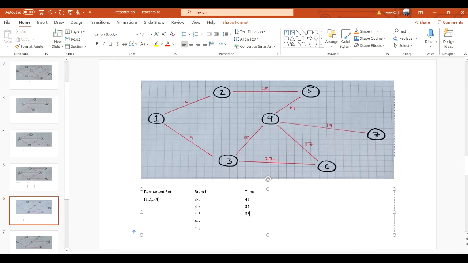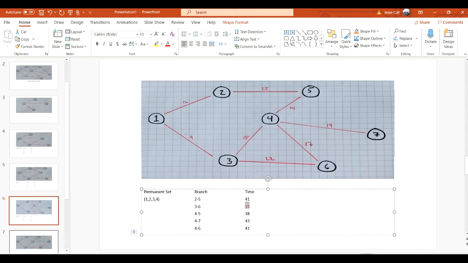So let's look at 4-7. So 4-7 is 1, 3, 4, 7. We have 24, 43 minutes. The last one, 4-6, is 1, 3, 4, 6, which is 24, 41 minutes. So looking at our grouping, we see 3-6 is the smallest number. So now we are at number 6.